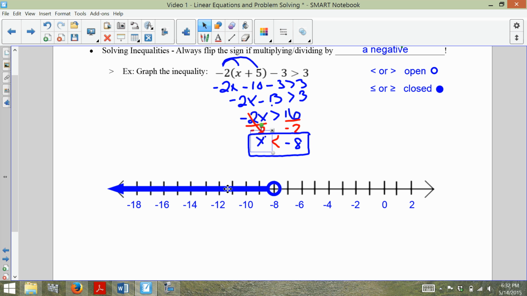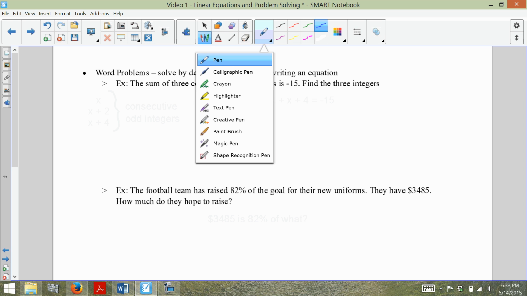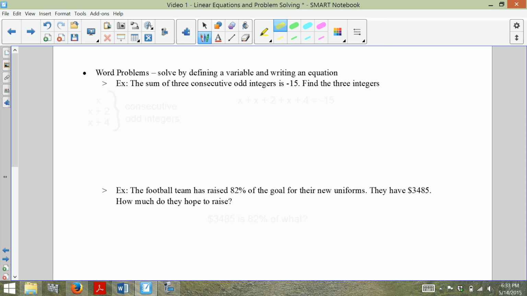Okay. Whew. Almost done. Just some word problems left. So word problems, we want to define a variable. Okay, we're going to solve by defining our variable and then writing an equation.